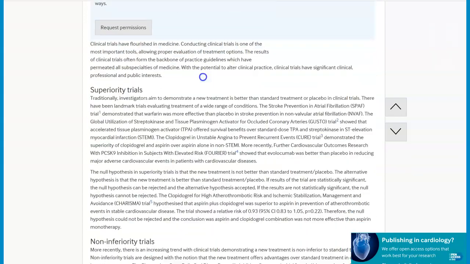The superiority trials, those are interesting. Make sure that you understand these. They're able to demonstrate a new treatment is better than standard treatment or placebo in clinical trials.